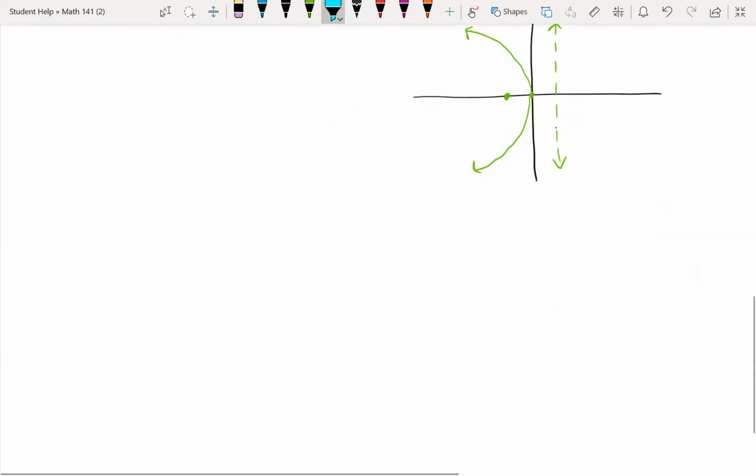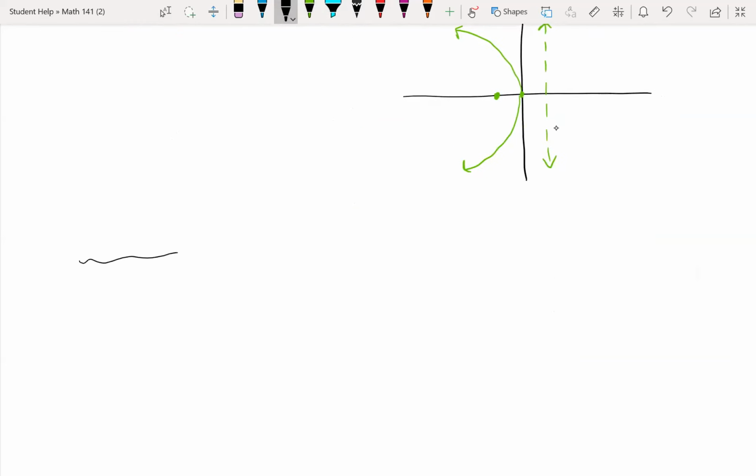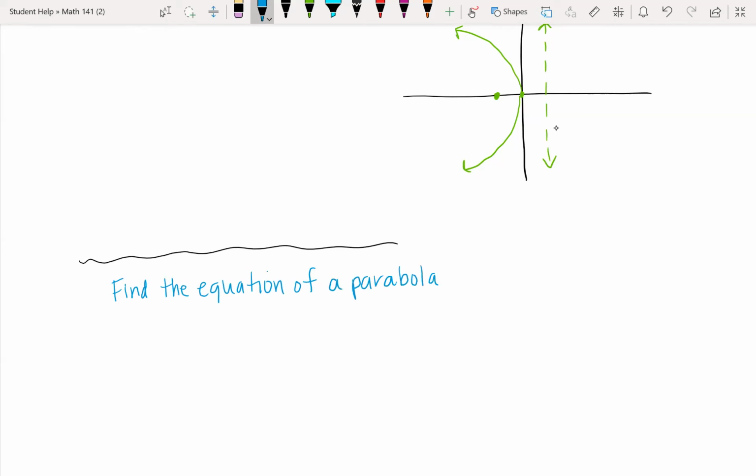All right, let's look at one that's a little bit more complicated than that. Let's find the equation of a parabola with focus at -√2, 0 and directrix at x equals √2. I'm going to draw a picture to start with this.